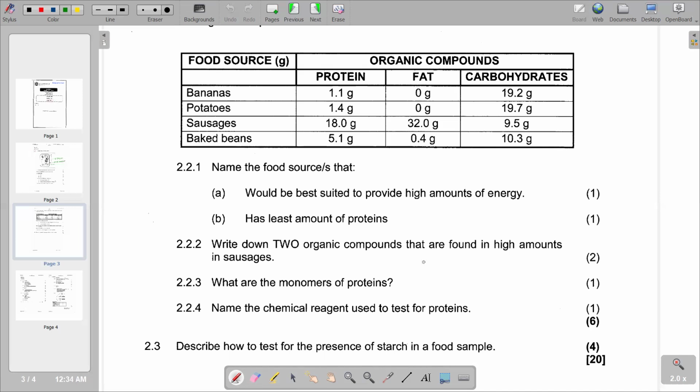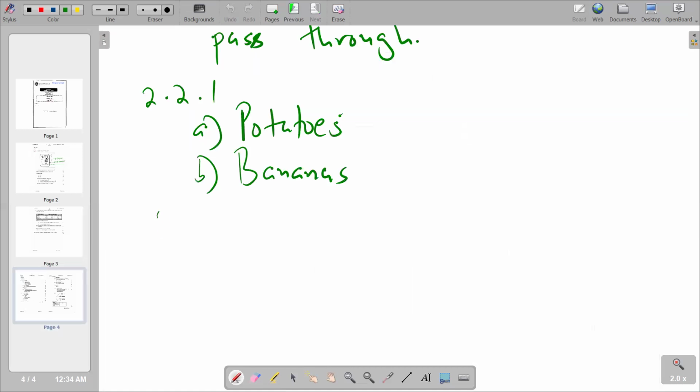Write down 2 organic compounds that are found in higher amounts in sausages. When defining an organic compound, we can describe it as any compound whose molecules contain carbon and hydrogen, so we could also describe it as a hydrocarbon. This is the explanation we have for organic compounds. But our question requires us to write 2 organic compounds that are found in higher amounts in sausages. You would see that we have protein and fats. Protein and fats.